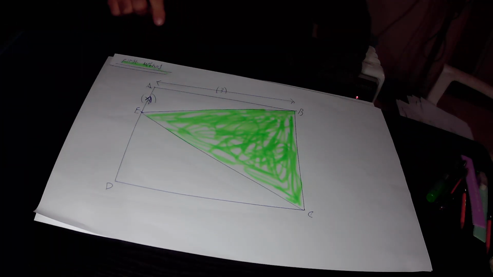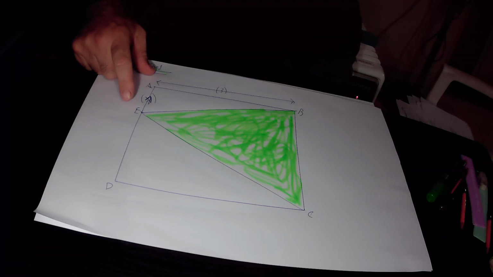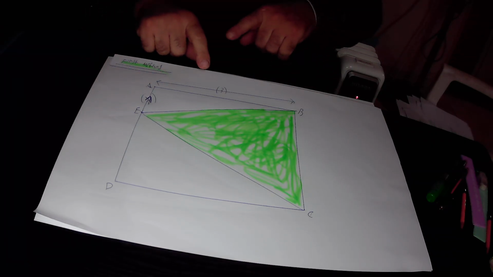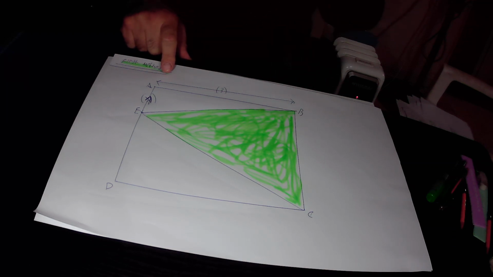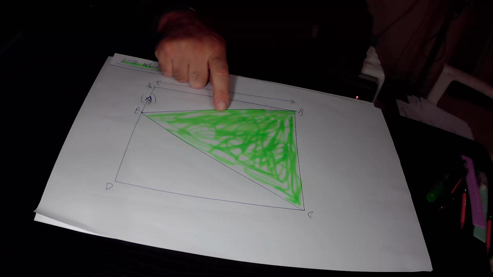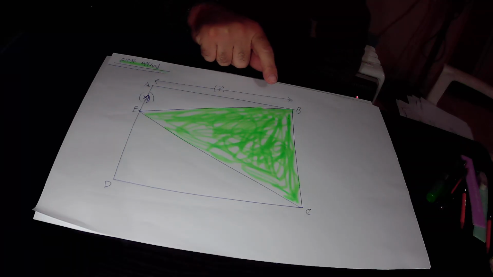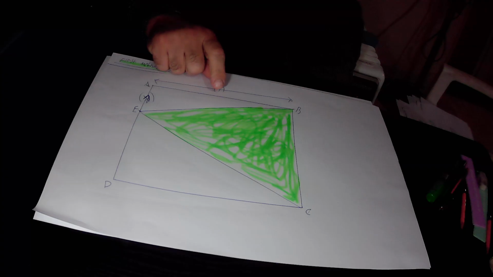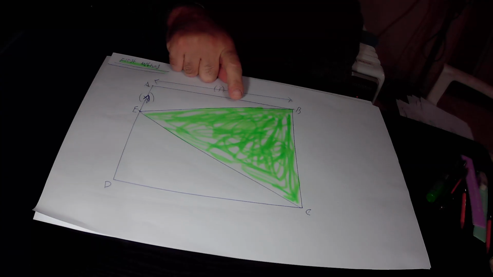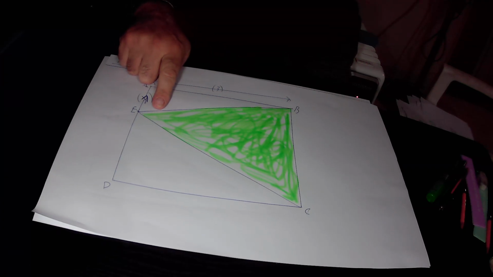In the drawing, we have rectangle ABCD. This is line segment AE, which equals 1 unit in its length. Side AB equals 3 units in its length. And inside this rectangle, we have this green shape. The green shape is actually the green triangle BEC. So our task is to find out the area of this triangle BEC. In addition, we know that this angle BEC equals 45 degrees in its size.